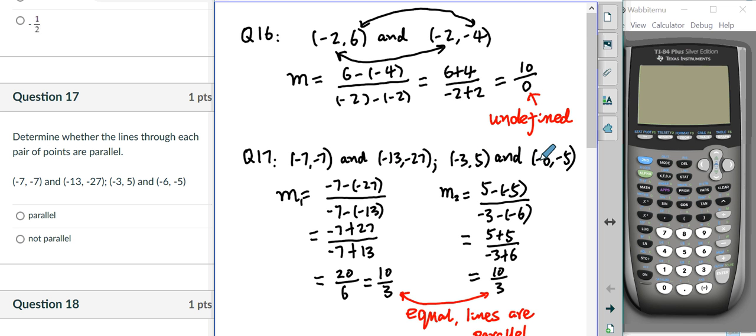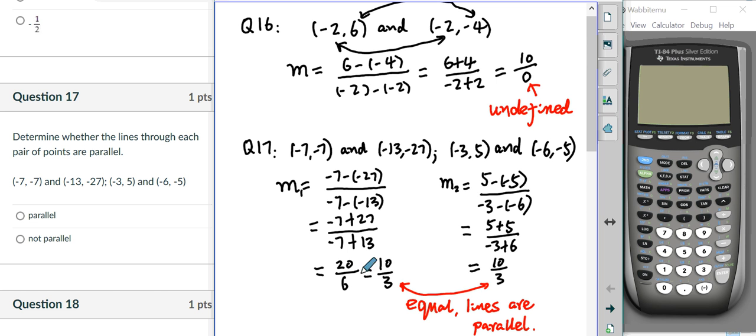For the second two points, (-3, 5) and (-6, -5), we use 5 minus -5 as the vertical distance of y, and then we have -3 minus -6. We know 5 minus -5 is 5 plus 5, which is 10. And -3 minus -6 is -3 plus 6, which is 3. So we have 10 over 3 as well. And then we see the two slopes are equal, so the lines are parallel.